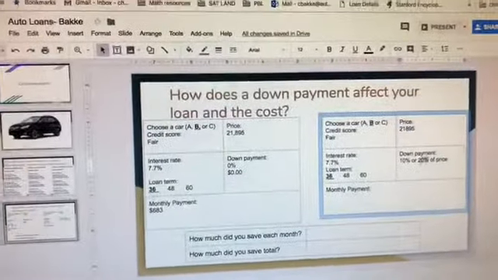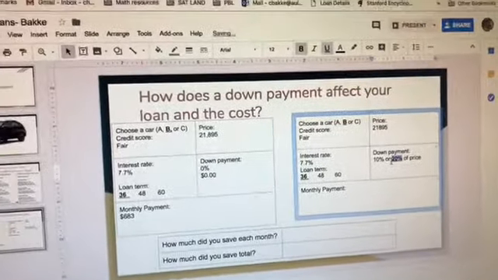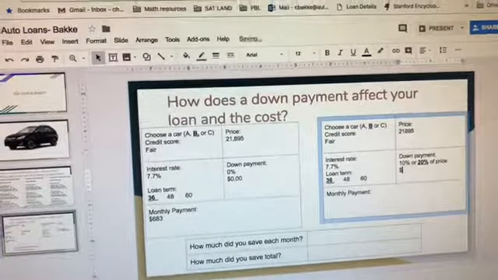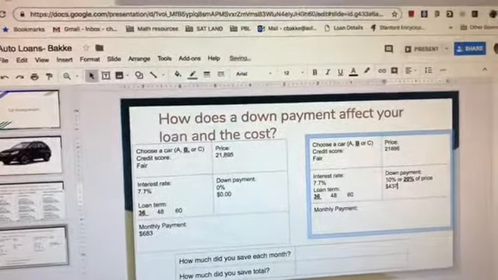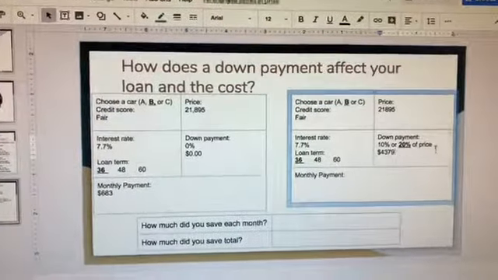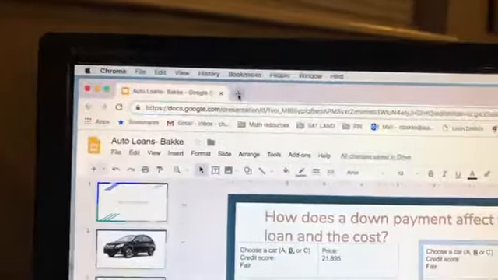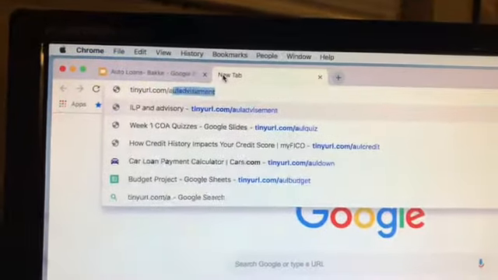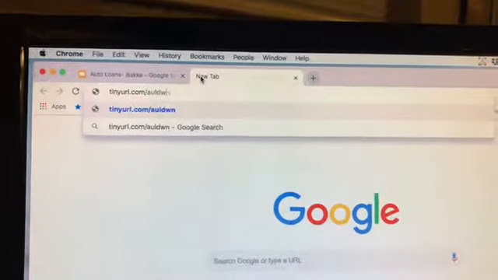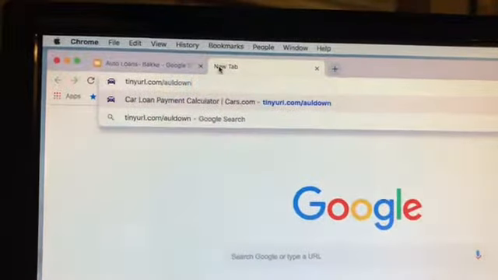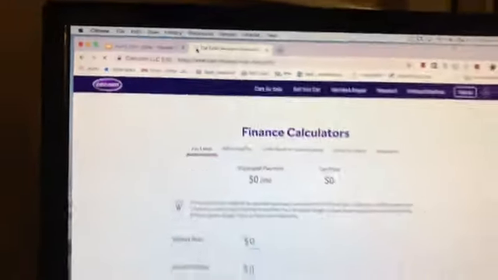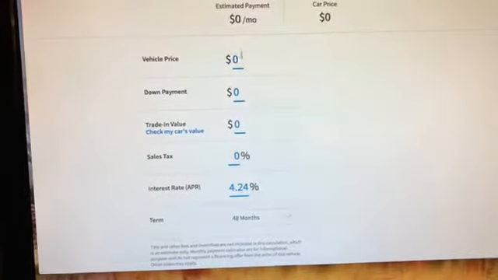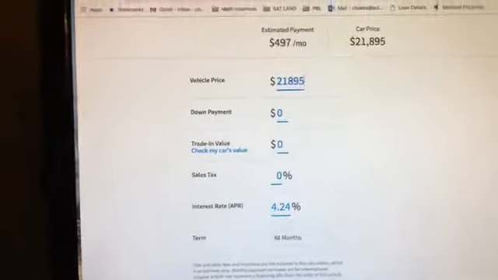So I'm going to come up here and highlight in bold that I chose the 20% option so I don't forget later in my project. And this came out to be $4,379. So now I'm ready to analyze how the down payment changes things. So I'm going to open a new tab and go to tinyurl.com/AULdown. And we're going to be at this finance calculator. And this finance calculator has a spot for a down payment. So I'm going to fill in my vehicle price, which is still the same.